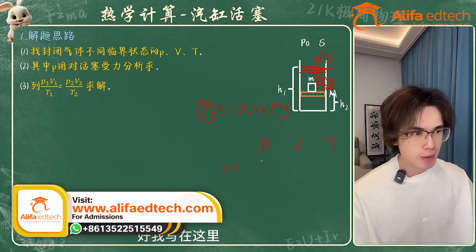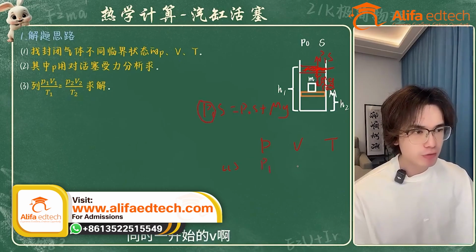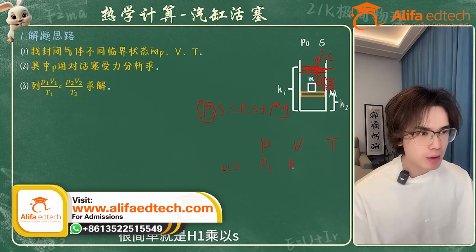In this way, P1 becomes a known value. Alright, I'll write it here. At the same time, the initial volume V1 is very simple. It's just h1 multiplied by S. Since the temperature hasn't changed, we can ignore it for now.